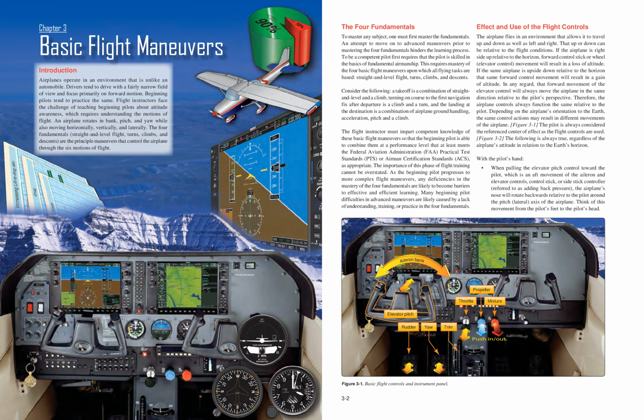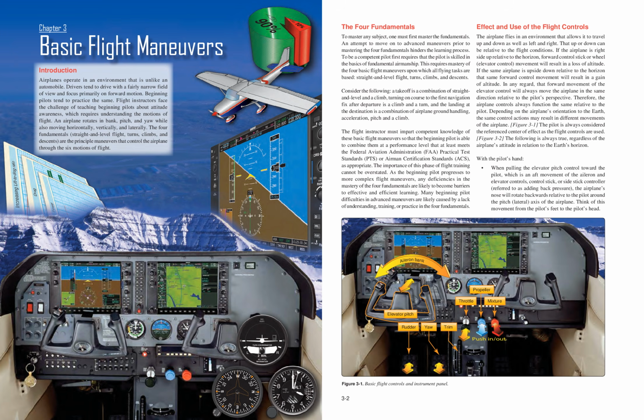The airplane flies in an environment that allows it to travel up and down as well as left and right. That up or down can be relative to the flight conditions. If the airplane is right side up relative to the horizon, forward control stick or wheel, elevator control, movement will result in a loss of altitude. If the same airplane is upside down relative to the horizon, that same forward control movement will result in a gain of altitude. In any regard, that forward movement of the elevator control will always move the airplane in the same direction relative to the pilot's perspective.